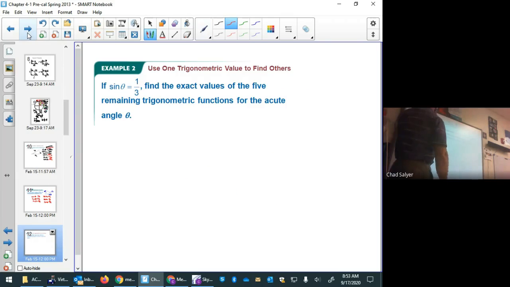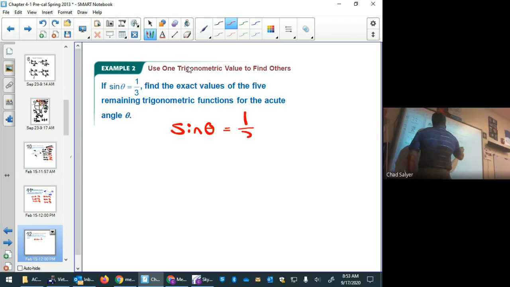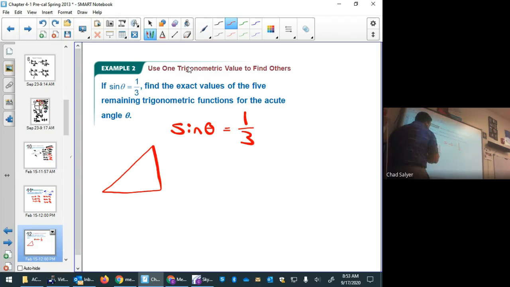Okay, so using one trig value to find others. This is an important skill. So we've got sine of theta equals 1 over 3, and we want to find the exact values of the 5 remaining trig functions. This is the first time, but certainly not the last time, you're going to see me use something called a reference triangle. I'm going to create a triangle that is not exactly the same as our real triangle, but it's going to stand in for it.